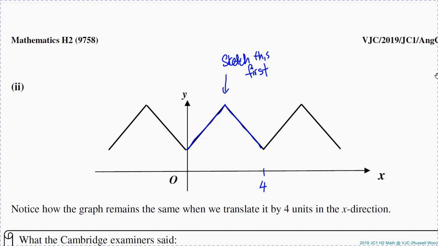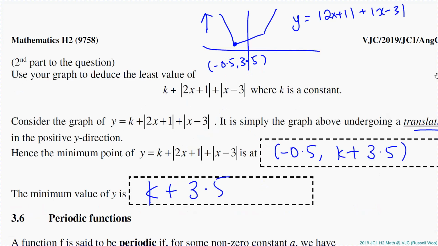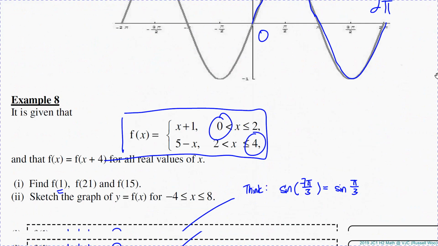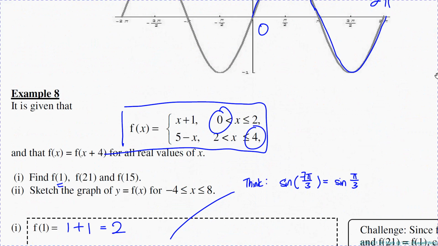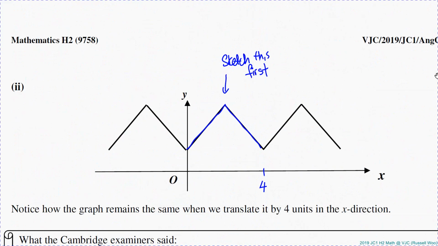How do you sketch this part first? You look at the piecewise function definition. From 0 to 2, it is defined by x plus 1. Correct? From 0 to 2, it is x plus 1. So, from 0 to 2, this graph is y equals x plus 1. This is just notes for all of us.